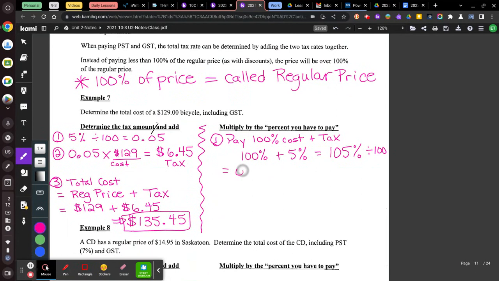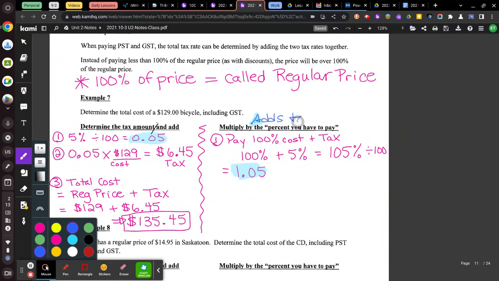So that's going to give us 1.05. Okay? So 1.05. That becomes the decimal. Look how different the decimal is from the other side. The other side I had 0.05. The only difference is this one has the number 1 in front of it. When it has the number 1 in front of it, we're not going to have to go back and re-add our regular price to our tax. When we do it this way, it adds the tax in that step for us.